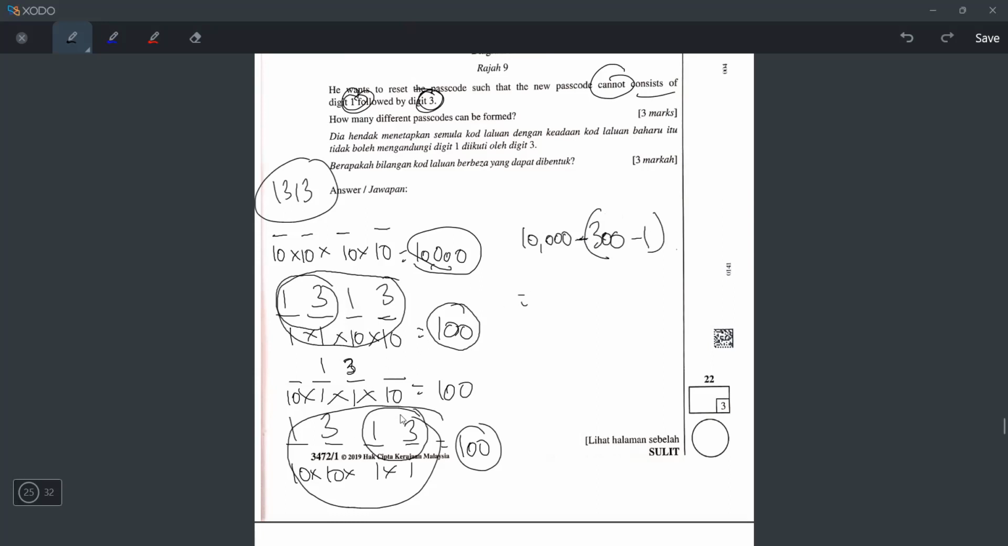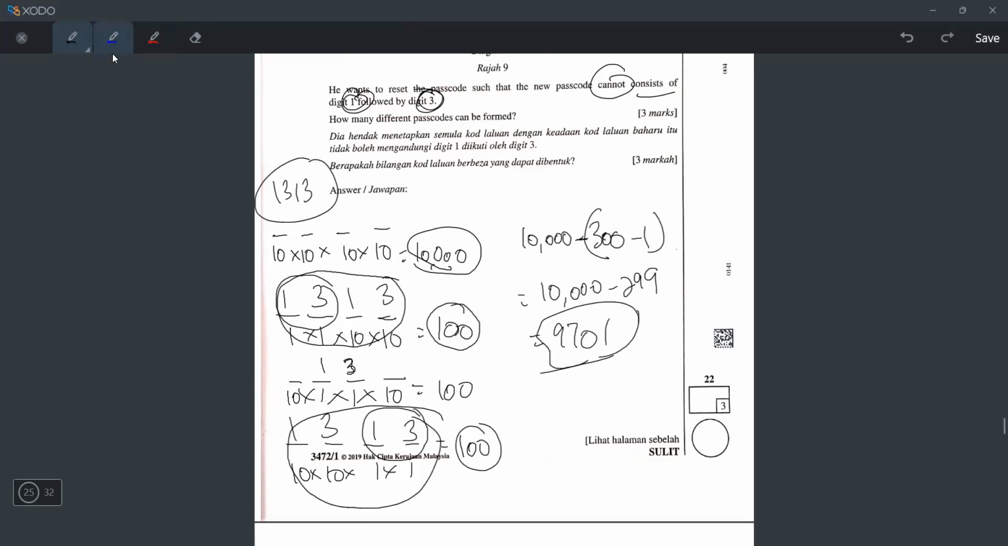Because the 1, 3, 1, 3, I already counted twice. Okay, so it should be 10,000 minus 299. Okay, that's how you do it. So 10,000, let's press minus 299. So I get 9701. So this is the answer, 9701 ways.